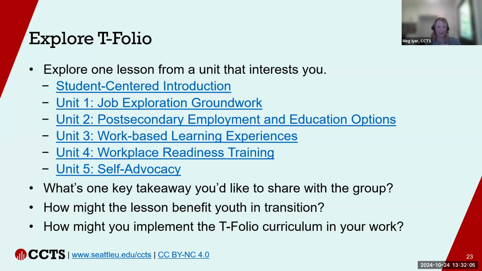So now what we'd like to do is give you some time to explore T-Folio for a little bit. We ask that you pick a unit that you're interested in exploring and then just select one lesson within that unit, maybe two if you have a little bit more time. We're going to have you go into breakout groups for this and give you about 10 minutes there so you can explore the content, and then within that small group, discuss your observations. So take a little bit of time on your own to independently explore and then talk with your group.